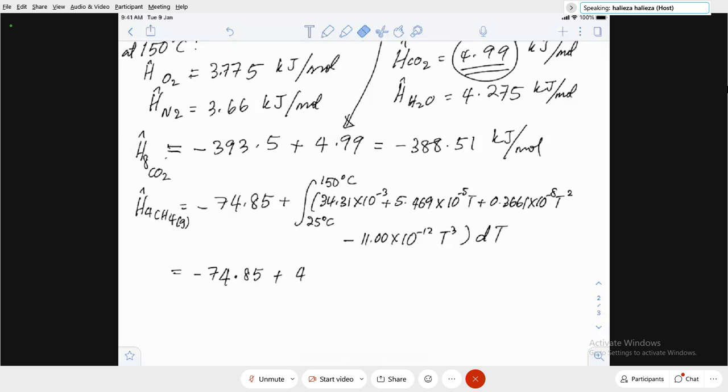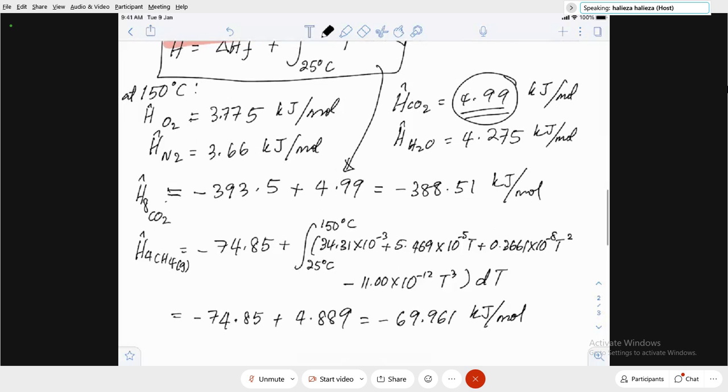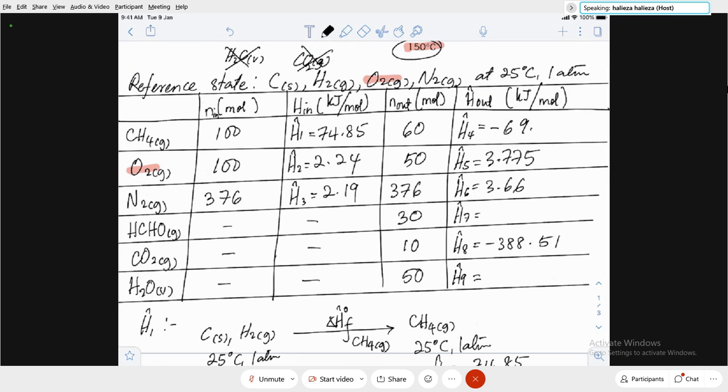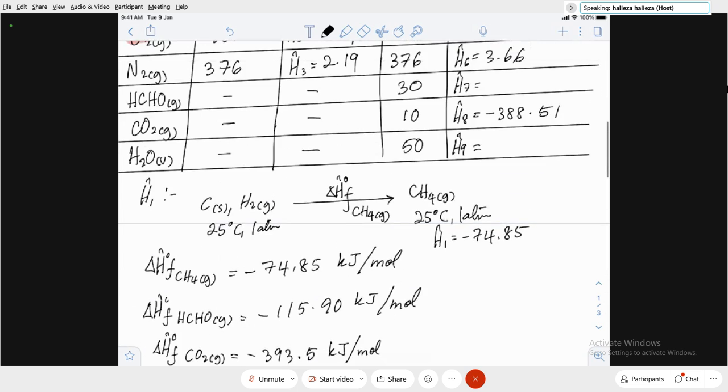They round it off. 4.889. Okay, thank you. So finally, our enthalpy for enthalpy 4 is minus 74.85 plus 4.889. That will give us a value of negative 69.961. That is the value for enthalpy 4. So I'm going to write that down in the table. Negative 69.961. Okay. We do the same for enthalpy 7 for formaldehyde.